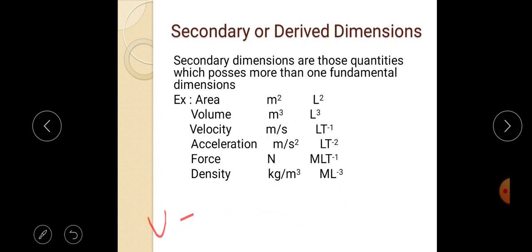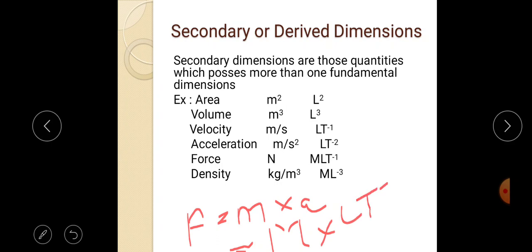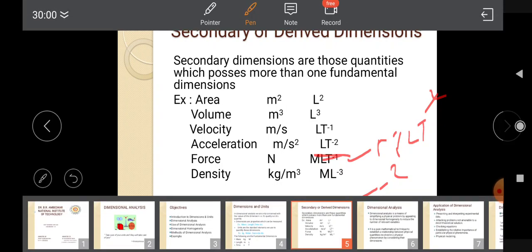So the dimension of the force will be mass into acceleration, m into a. The dimension of mass is simply M, and that of acceleration is LT minus 2, so it will be MLT minus 2. Here I think there is a mistake. Here it should be MLT minus 2, MLT minus 2. Okay, it's a mistake.